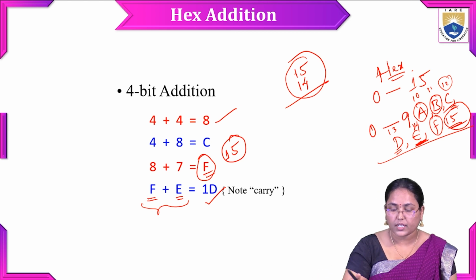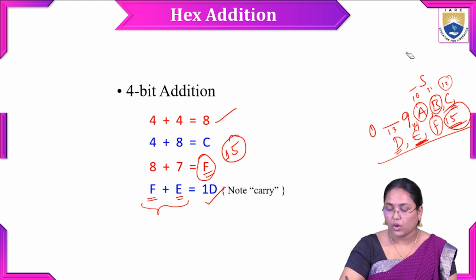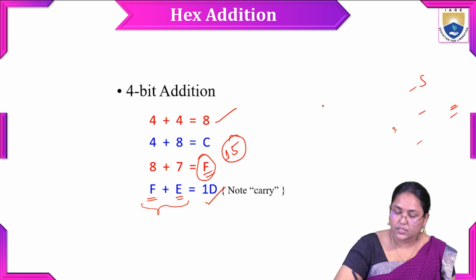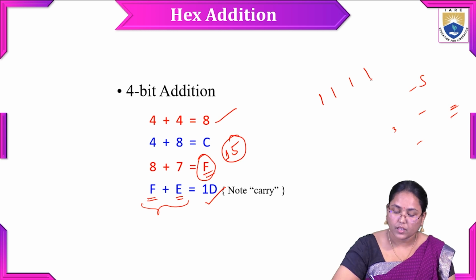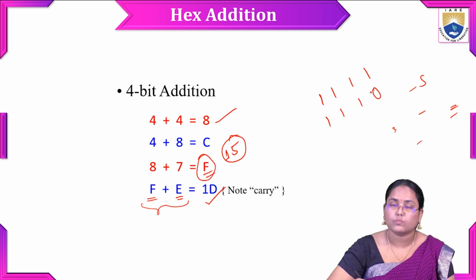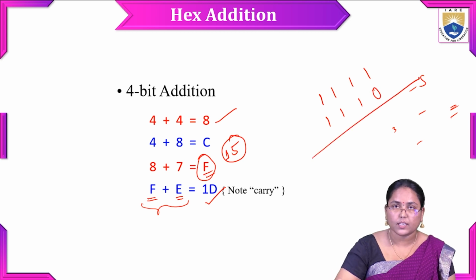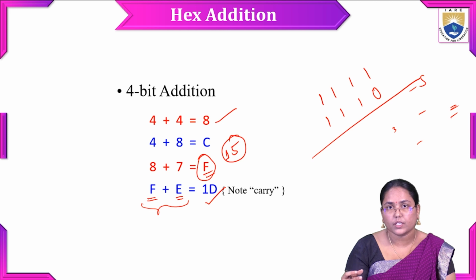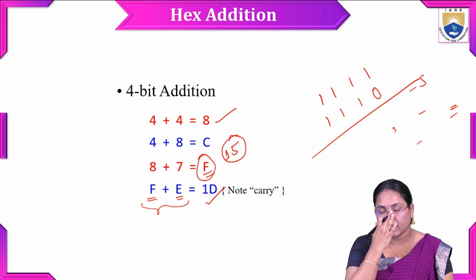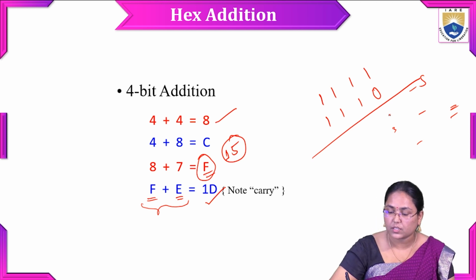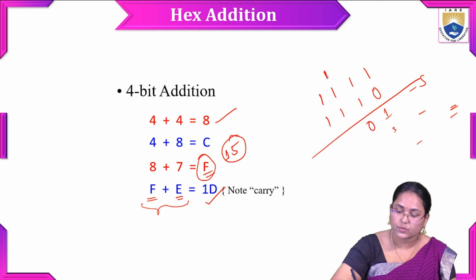So let's do this particular 1 bit addition of F and E. F is 1111 in binary, and E is 1110. Okay. As soon as I get this, once I convert this particular hexadecimal to binary, the resultant will be this one. So 1 plus 0 is 1. 1 plus 1 is 2. So the binary representation will be 0, and the carry is 1.